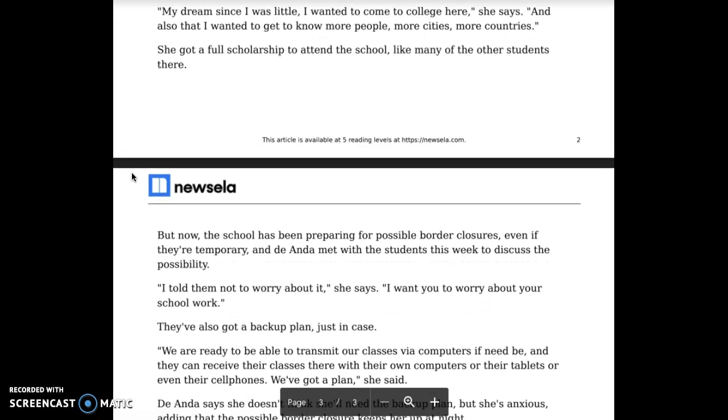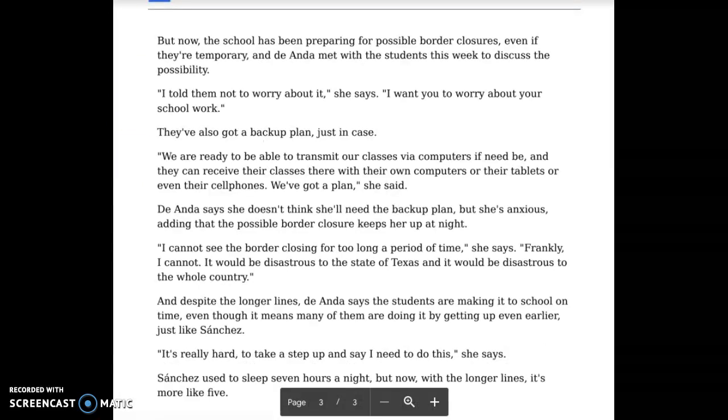But now, the school has been preparing for possible border closures, even if they're temporary, and de Anda met with the students this week to discuss the possibility. I told them not to worry about it, she says. I want you to worry about your schoolwork. They've also got a backup plan just in case. We are ready to transmit our classes via computers if need be, and they can receive their classes there with their own computers or their tablets or even their cell phones. We've got a plan, she says.